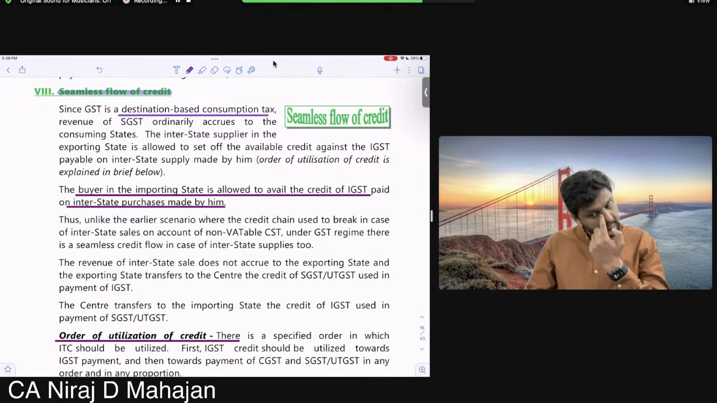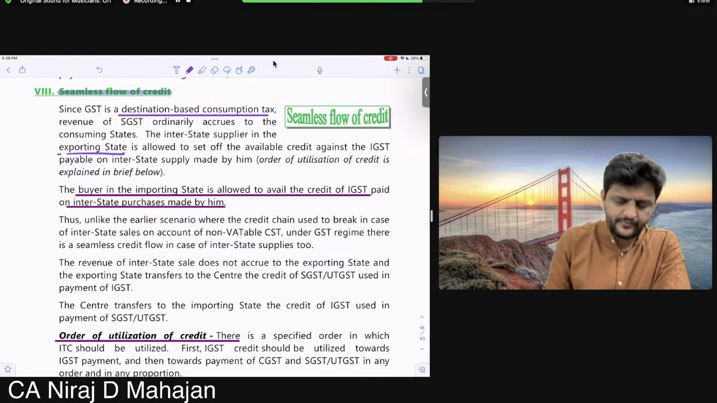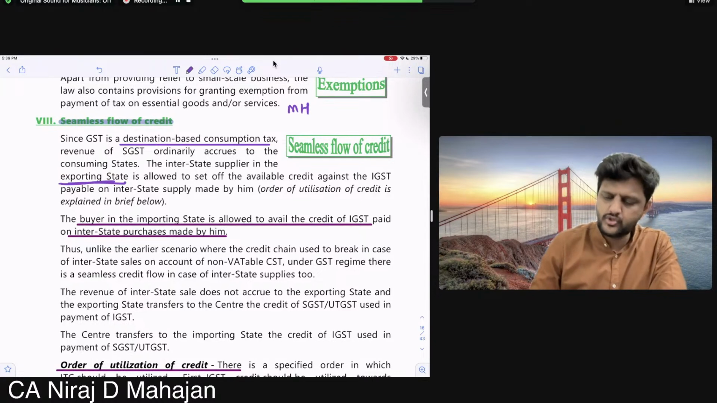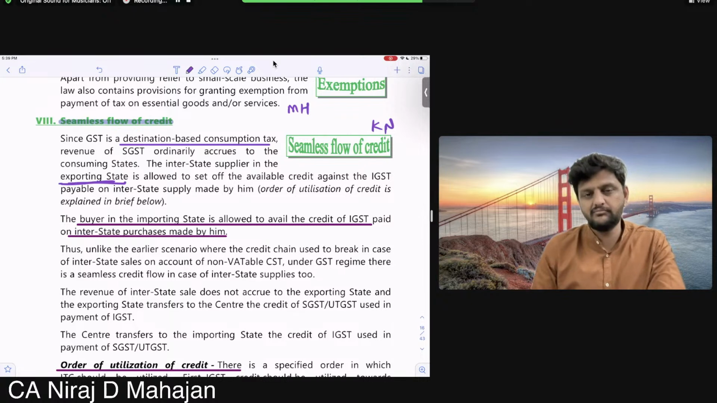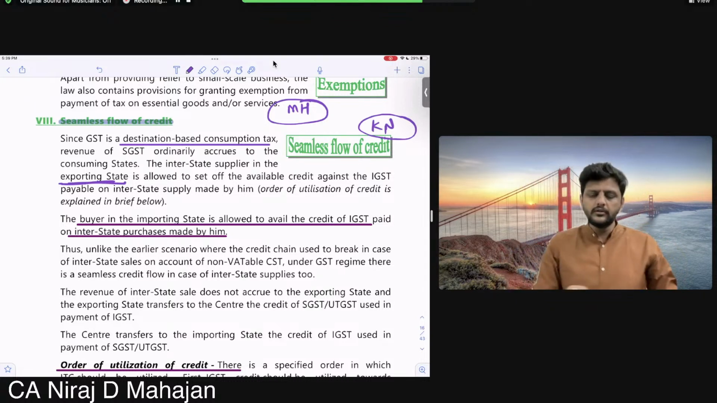The interstate supplier in the exporting state doesn't get affected by this word exporting state, importing state. I was giving you an example. A seller from Maharashtra gives to a buyer in Karnataka. Then who is the exporting state? Maharashtra. Who is the importing state? Karnataka. Clear till here?